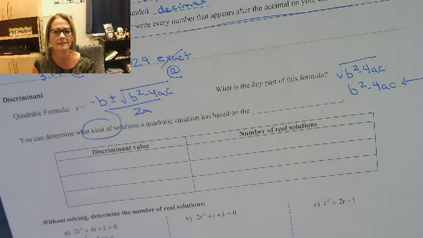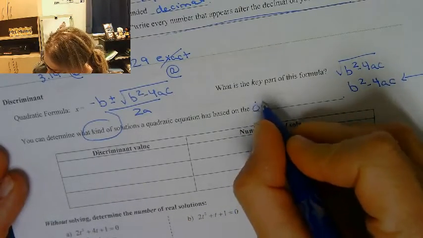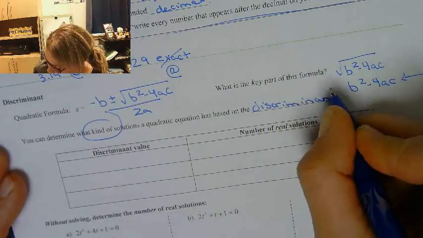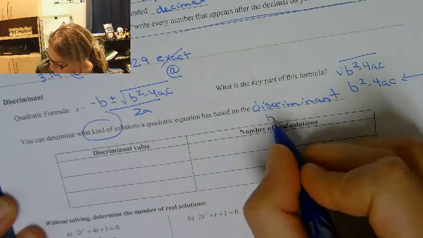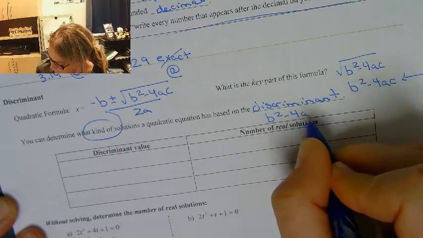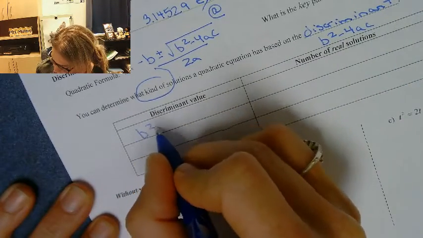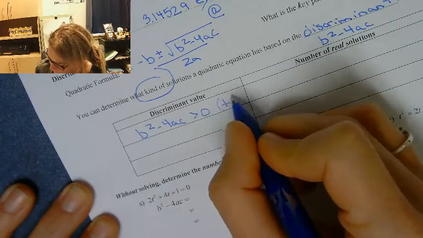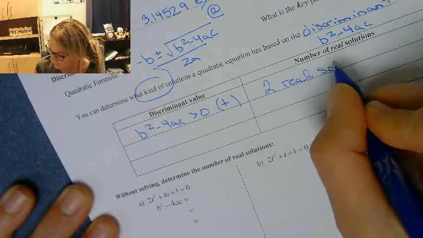So this b squared minus 4ac gives us a lot of information. And it's called the discriminant because it discriminates, which is not a nice word, but it's okay in math. It discriminates between the roots. The discriminant is just what's underneath, b squared minus 4ac. So if the discriminant is positive, then you're going to be able to get two real solutions.